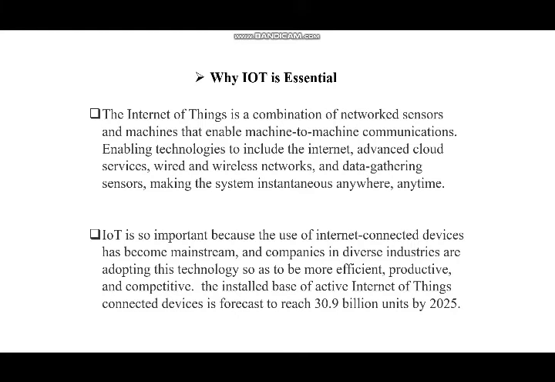The Internet of Things is a combination of network, sensors and machines that enable machine to machine communication. Enabling technologies include the internet, advanced cloud services, wired and wireless networks and data gathering sensors that make the system instantaneous, anywhere and anytime. So we use a sensor in the home. It measures the humidity level.